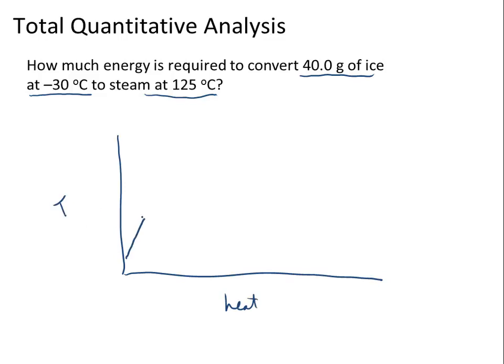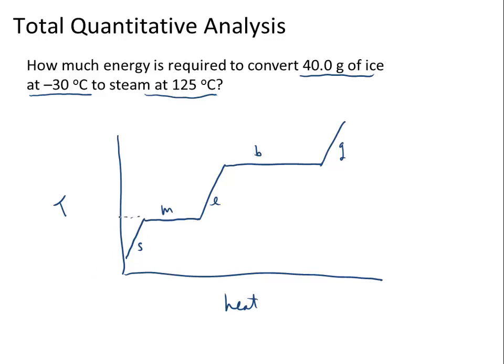You have the solid heating, you have melting occurring, you have the liquid heating, you have the liquid boiling, and you have the gas heating. So that's the solid, that's the liquid, that's the gas, that's melting, and that's boiling. Those are always the same segments. And the key is to figure out where you start and where you end, so you can know which temperature changes to use and which phase changes to use, because you won't always use them all.